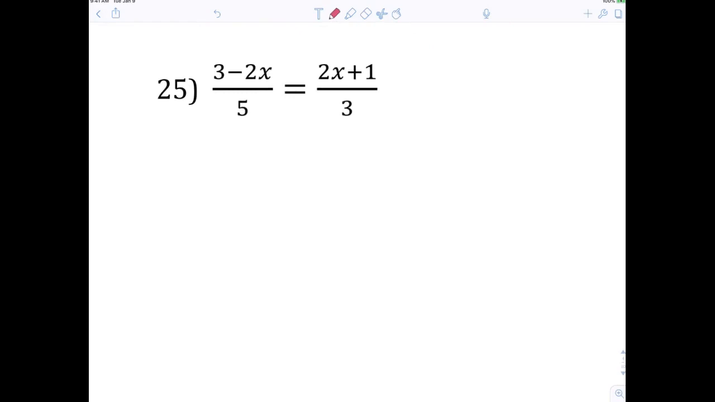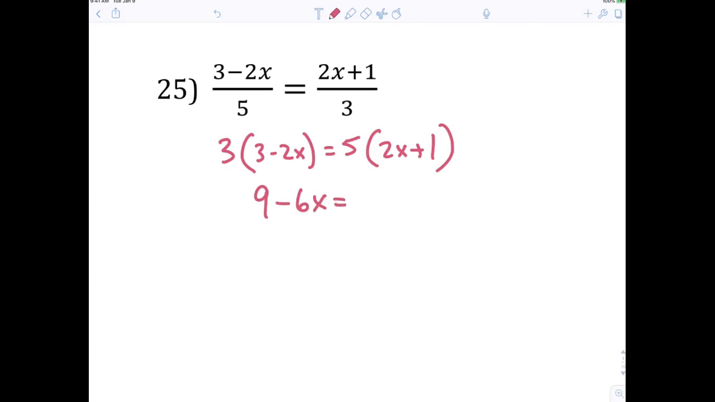Uh-oh, 25. Proportion. What do I do with proportions again? Cross multiply. So here we go. When we cross multiply, 3 times (3 minus 2x) equals 5 times (2x plus 1). Everybody happy with that? Okay. Well, let me go ahead and distribute. 9 minus 6x equals 10x plus 5.